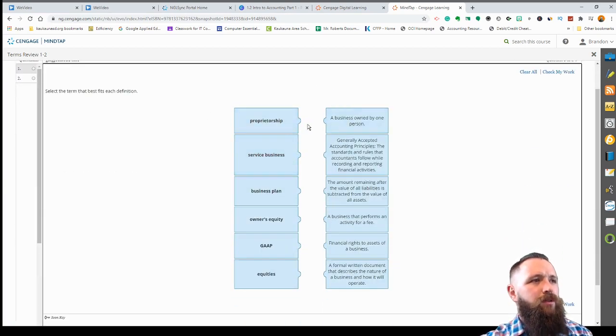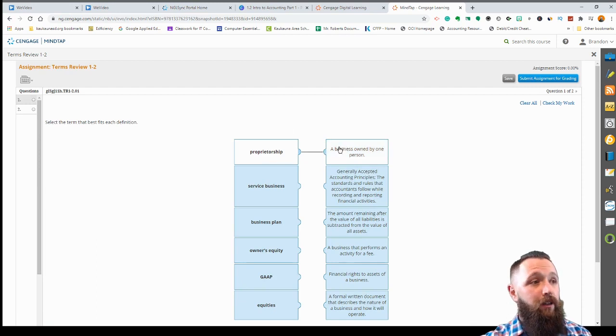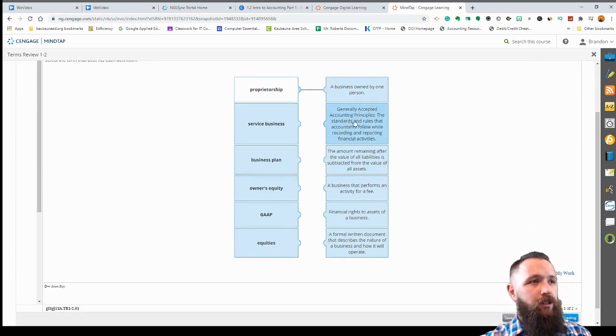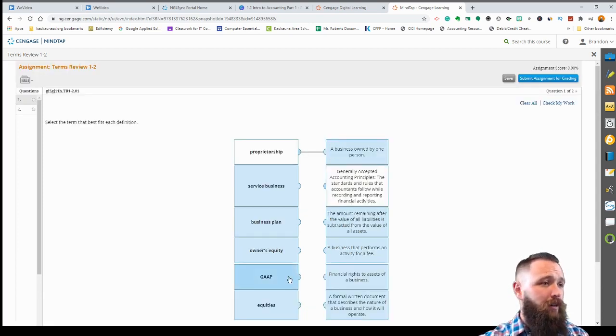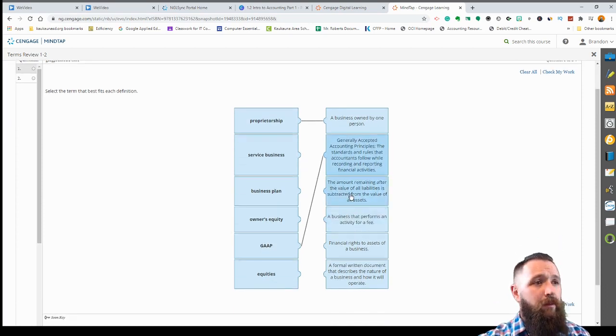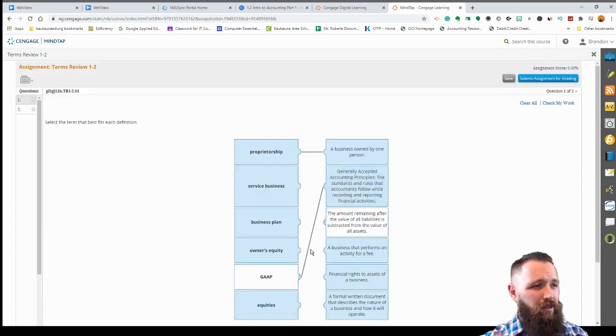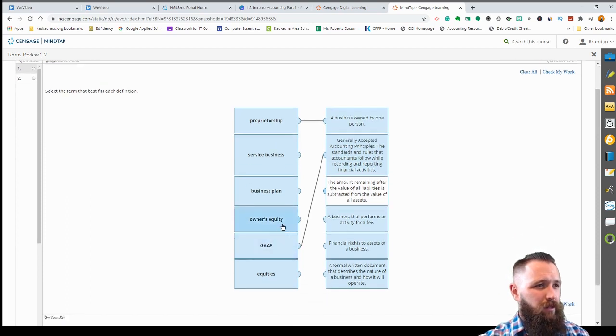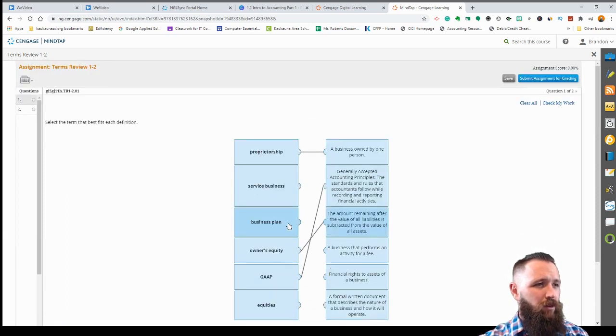But let's see, a business owned by one person sounds like a proprietorship to me. Let's use this. Generally accepted accounting principles, standards, and rules that accountants follow while recording and reporting financial activities. I know that that's going to be GAAP. The amount remaining after the value of all liabilities is subtracted from the value of all assets. That sounds like it would be either owner's equity or equities. So I think it's going to be owner's equity.